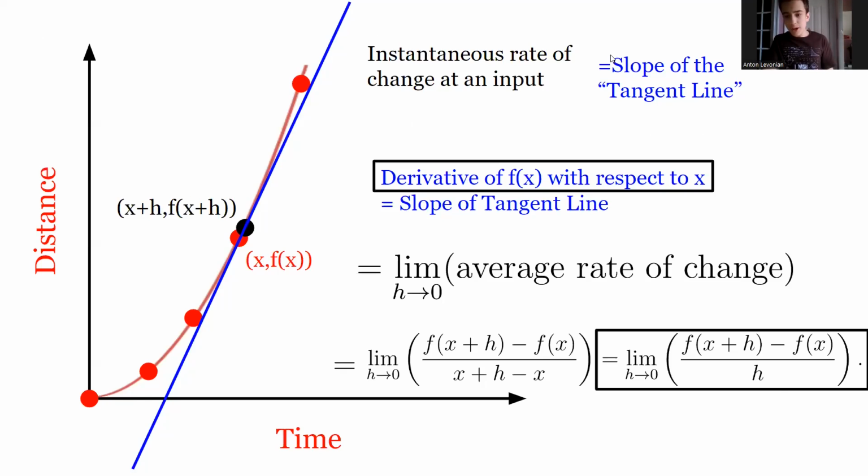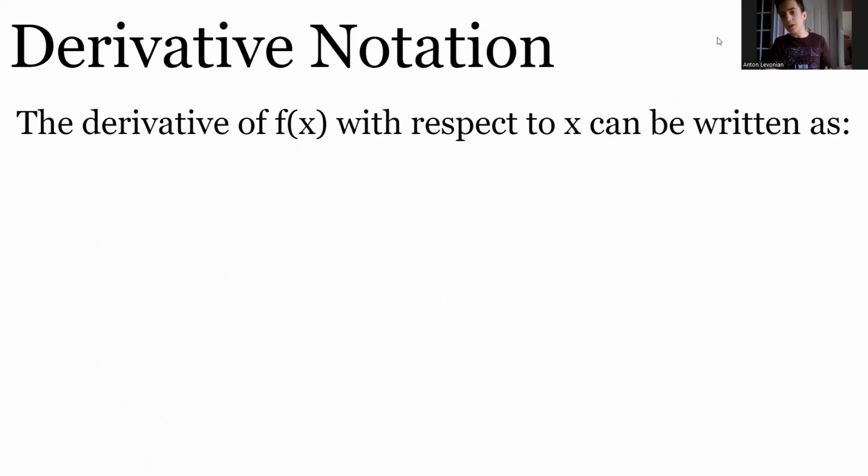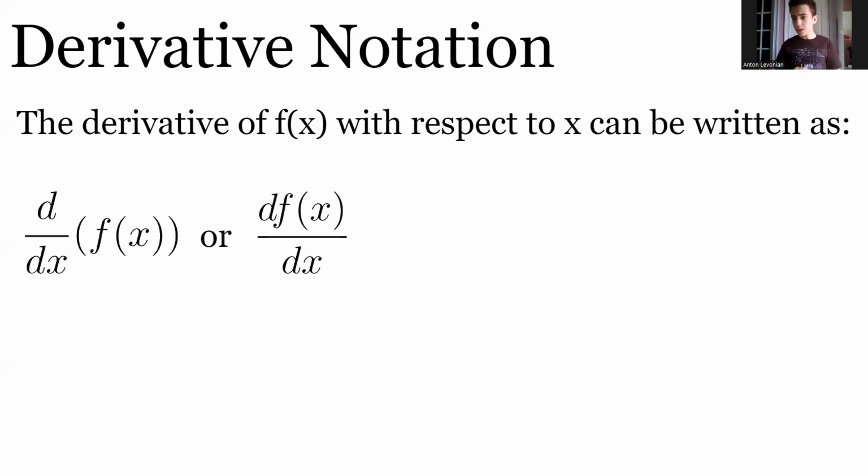So writing out this definition seems very messy. So mathematicians have developed a couple of shorthands for writing down a derivative. One of these is this right here. I think this right here is the most intuitive definition of a derivative.